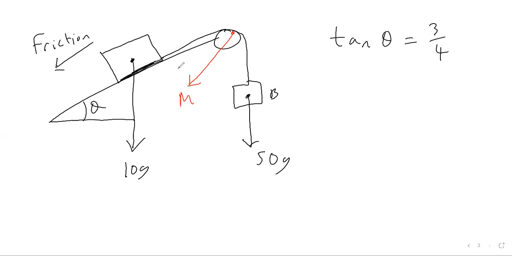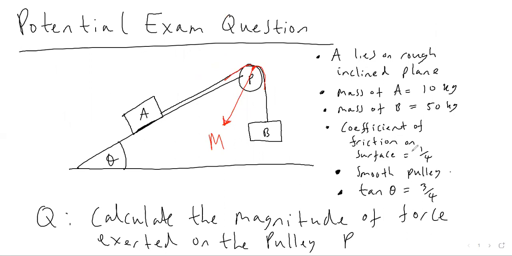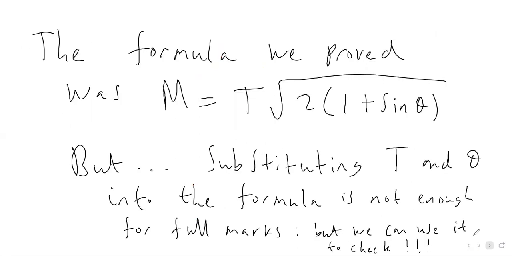So this, again, is your B there. That's your A there. And you've got this 50g weight going down there. Now we've also got friction. We've got a rough plane. So remember, in the question, we have friction with a coefficient of friction of 1/4.